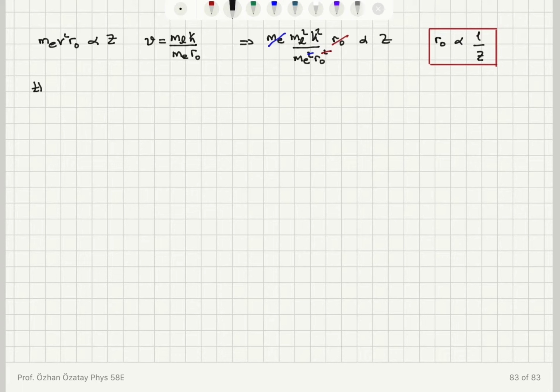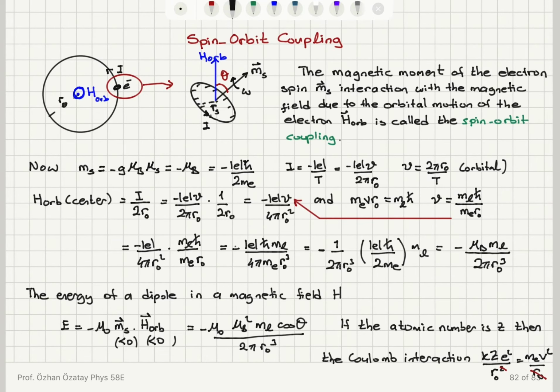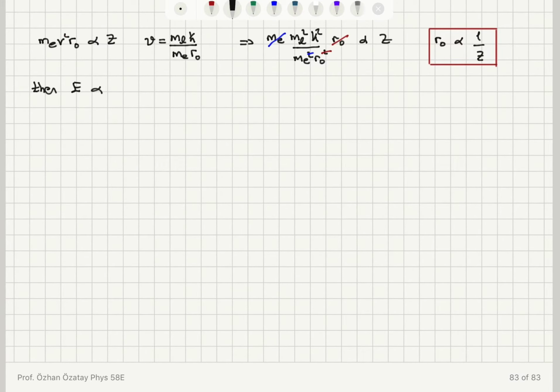Then, because I have the energy of the spin orbit coupling proportional to, if you go back here, 1 over r0 cubed, so this factor, basically I see that this energy proportional to 1 over orbit radius cubed is actually proportional to Z cubed. So the energy of the spin orbit coupling interaction is proportional to Z cubed. So I can retain this result for future reference.